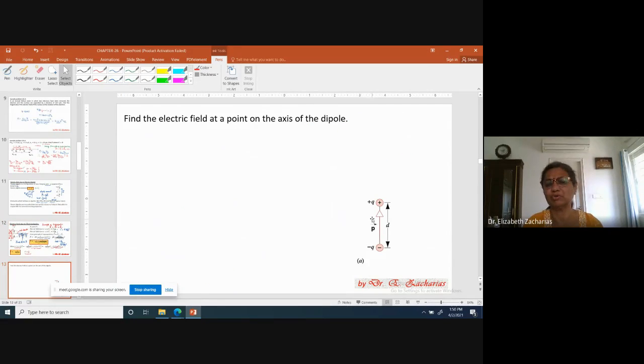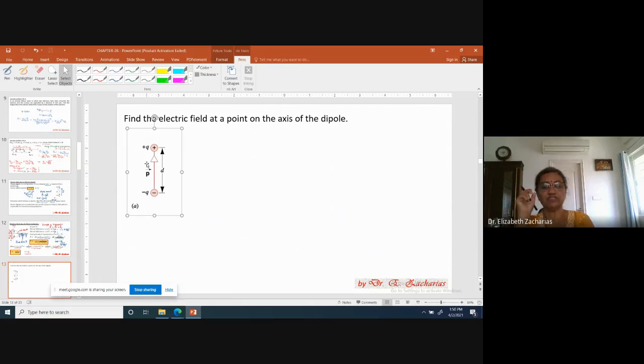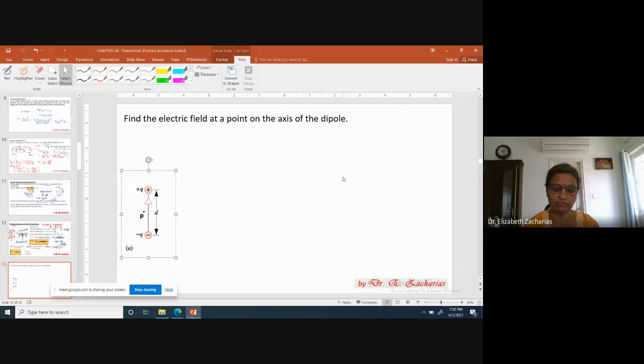So now, we took a point on the perpendicular bisector and did the calculation. Now I want you to find out the expression for the electric field along the axis. Along the axis, now I want you to work it out. Please cooperate with me. Along the axis, consider a point P and find out what the electric field at that point is. So tell me, how should we do that?